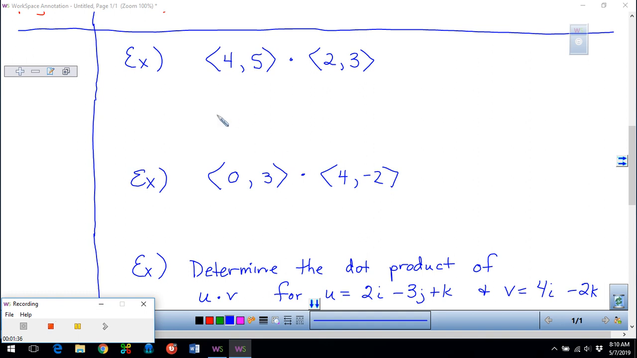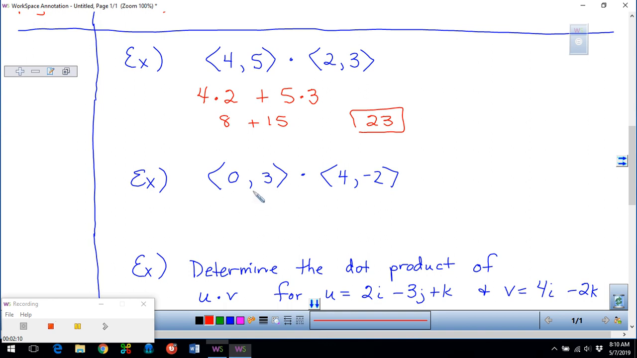First example, 4, 5 as our first vector, dot 2, 3 is going to equal 4 times 2, so the first one times the first one, plus 5 times 3, the second one times the second one. So figure out what the products are. 4 times 2 is 8, plus 5 times 3 is 15. 8 plus 15 is 23. So our dot product for the first example is 23.